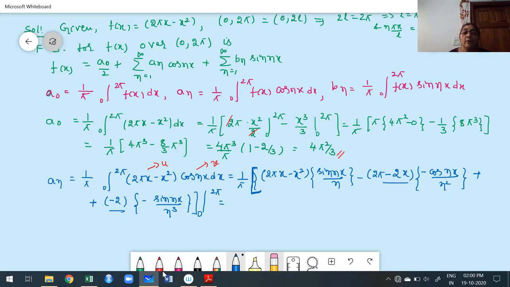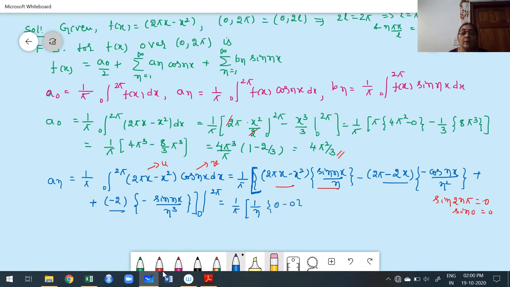Now 1 by pi is a constant. While applying the upper and lower limit, I'll keep the constant 1 by n. I told you a number of times, this is a product of two functions. One of the functions is sine. Better to apply the upper limit first: sine of 2n pi is 0, sine 0 is 0. The product must be 0. The entire value must be 0 only.